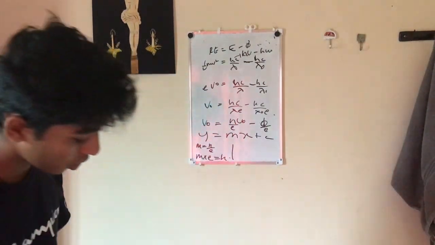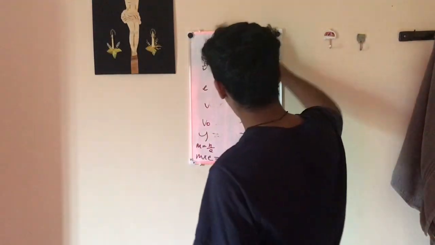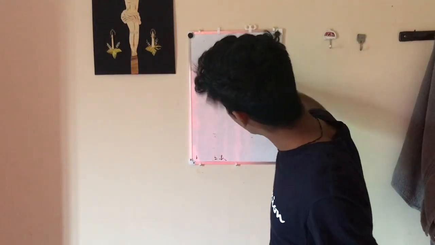And now let's go to the particle nature. We were doing particle nature the entire time. This is all Einstein's theory for the particle nature. Let's go to wave nature.